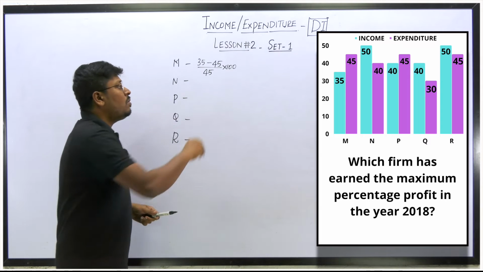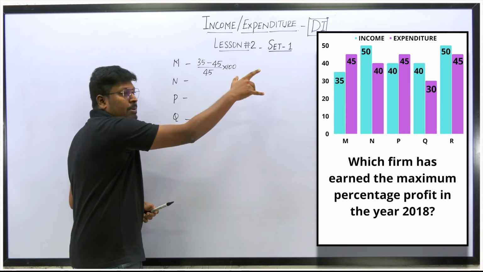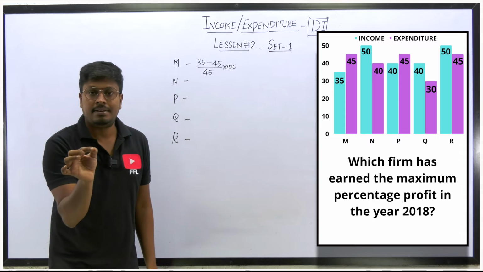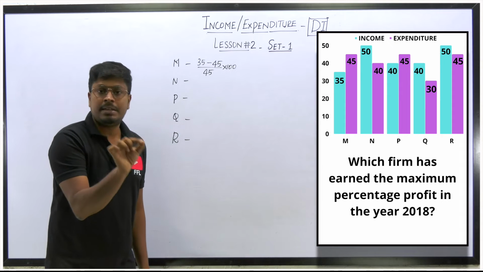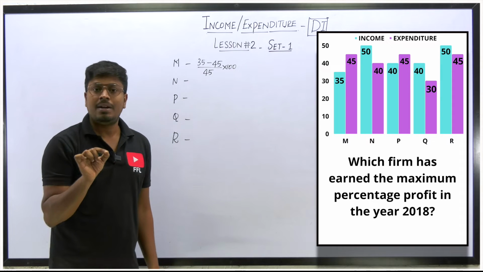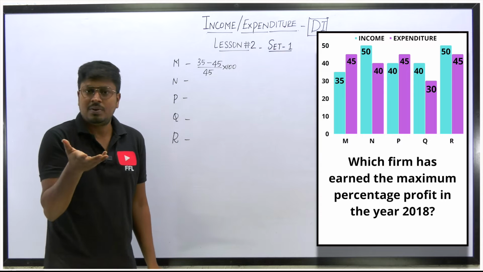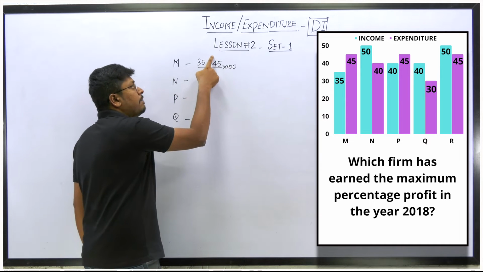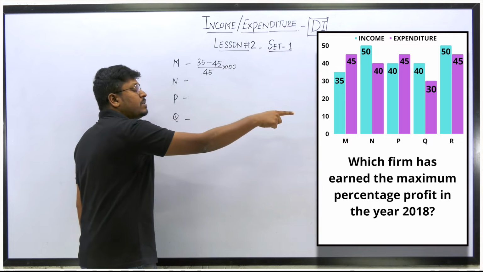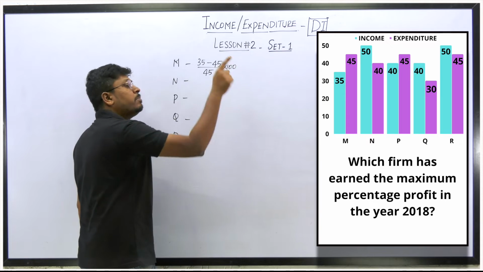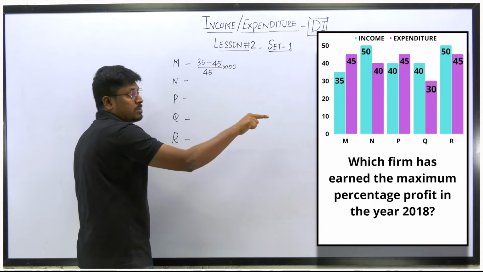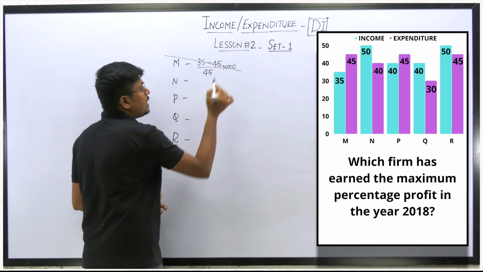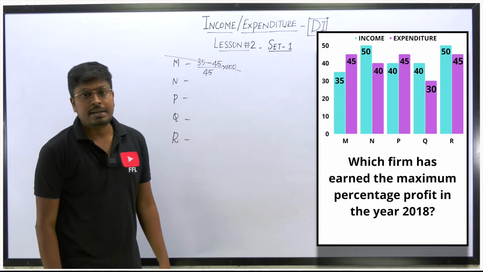But listen here, you don't need to find all the values. Why? Because 35 minus 45 is minus 10. If we are getting a negative value, then the company is in loss. Yes or no? But our target is to find which company is getting maximum profit, not the maximum loss percentage. So we can say that company M is not getting profit, so we can eliminate company M.